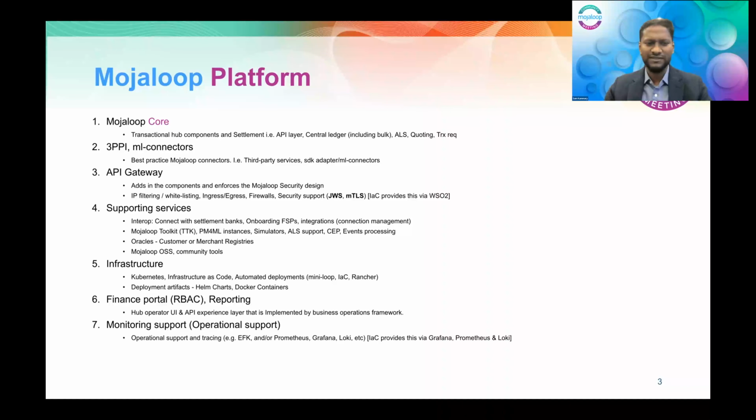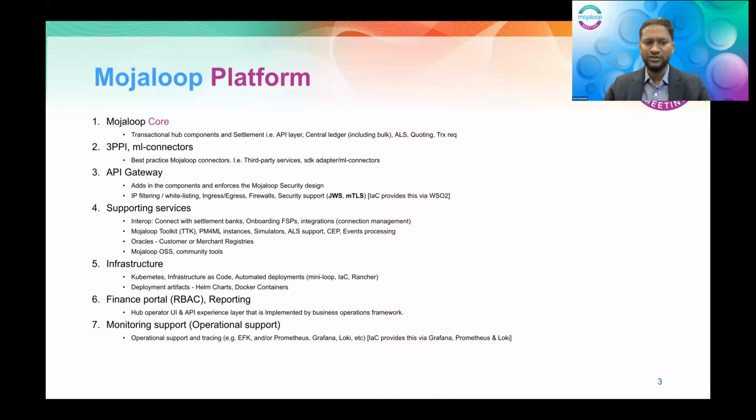It's not just the core that supports instant clearing, settlement, lookup, bulk functionality, and account lookup. But we also have third-party components. We have connectors, simulators. We need a gateway that can provide for capabilities like IP filtering, whitelisting, ingress, egress, firewall, security support, supporting the modular recommended security design. In our infrastructure as code, we have this through WSO2. Our gateways can be implemented as well, but they need to provide similar functionality. And then we have several supporting services.